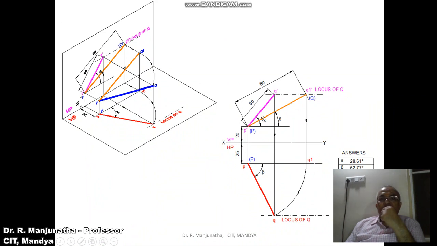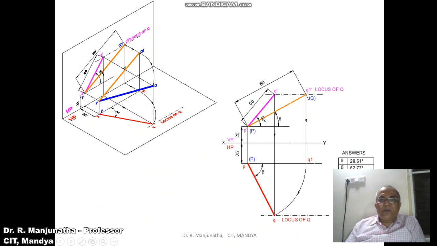So its corresponding top view will be in true length, with P as center and PQ1 as the radius. This Q1 should not be in front of VP by 25 mm, but Q1 should lie on this end projector. So you draw an arc such that it cuts this end projector here, and you mark this point as small q, then join P to Q with a dotted line. So you get the locus of Q in the top view.